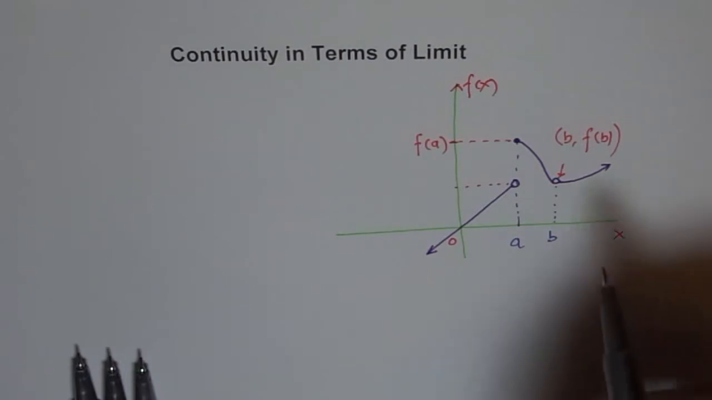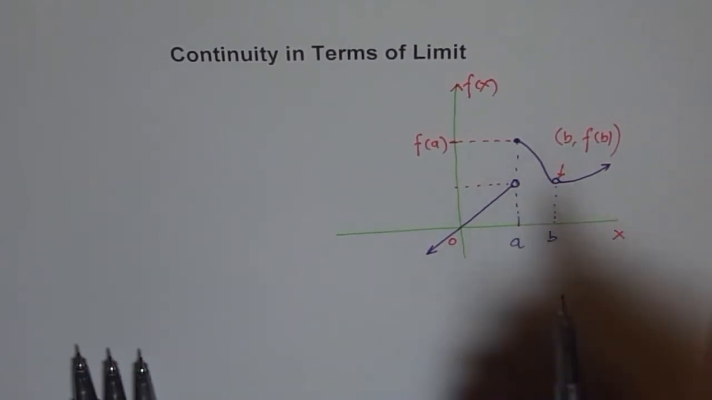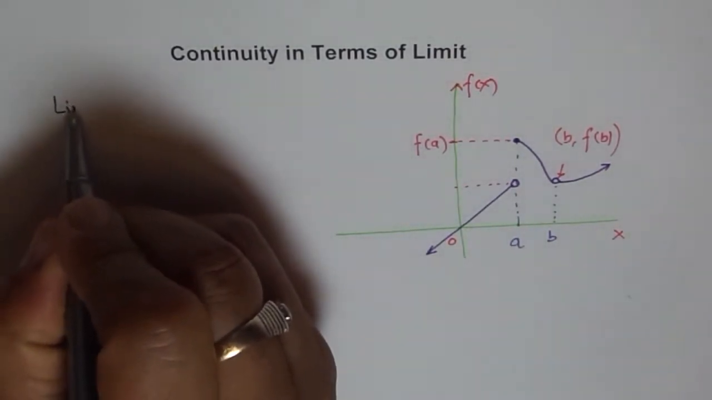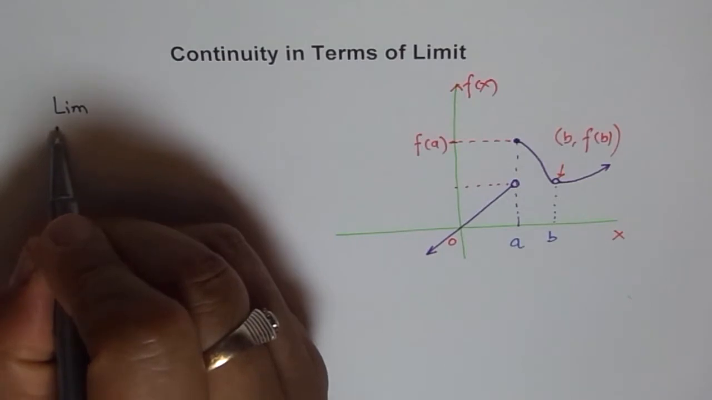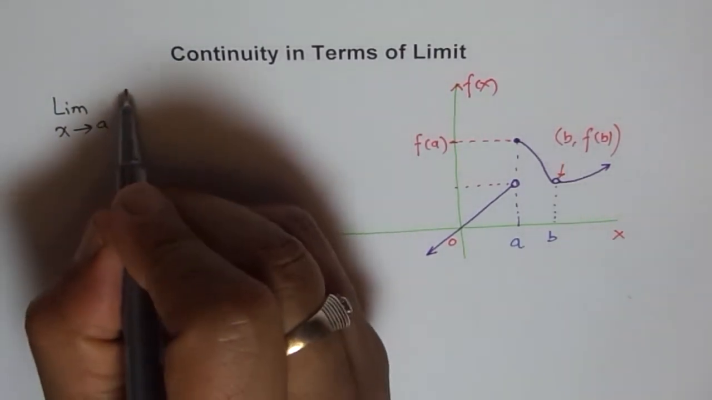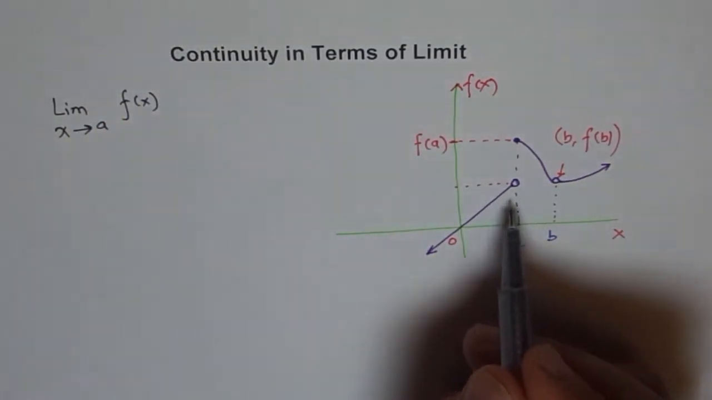Now let's see from the limit point of view. What is the limit of the function f of x? Try to answer this. The limit, with a small l, of the function as x approaches A of f of x. Let's say from the minus side.